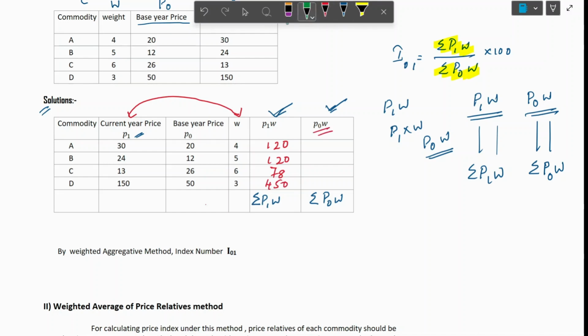Next, P0W. How are you going to multiply? P0 multiplied with W. 20 into 4, that is 80 here. Next, 60, then 156, which is 26 into 6, and last 150. Now add these two columns. Here you get the answer 768, and here 446. Therefore, this is the value of summation of P1W, and this is the summation of P0W.